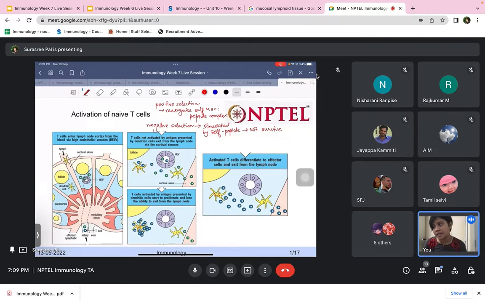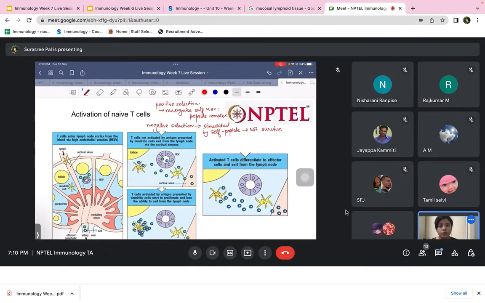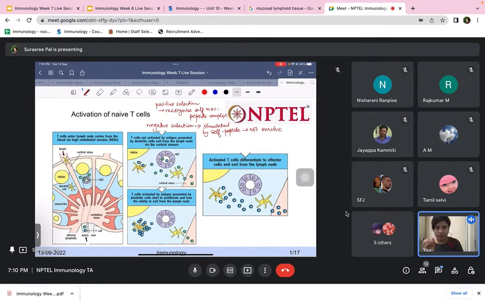And remember that the T lymphocytes recirculate through these secondary lymphoid tissues, the peripheral lymphoid organs, because whenever they encounter any antigen, they will need to be activated, right? So for this activation process, they move towards the lymph nodes, right?